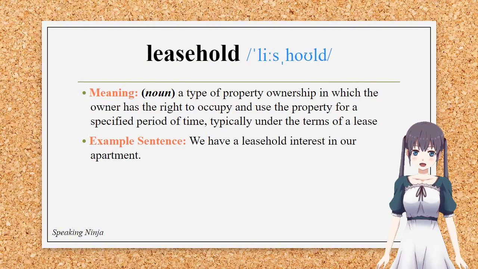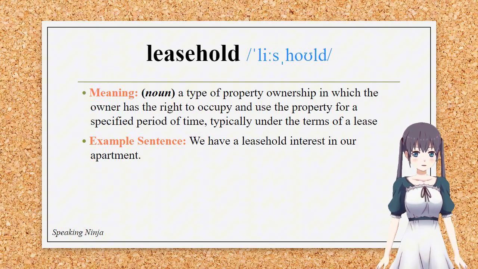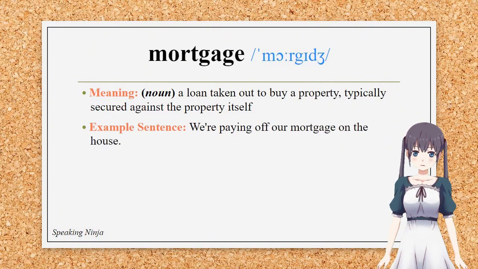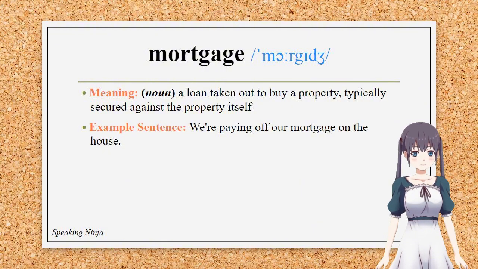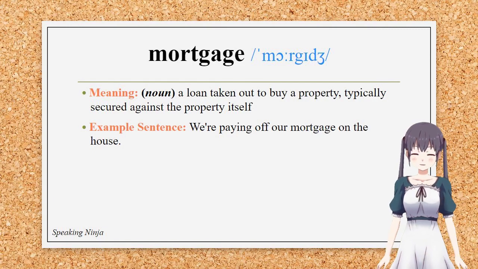Leasehold is another form of property ownership, where the owner has the right to occupy and use a property for a specific period, typically under a lease agreement. And finally, we have mortgage, a loan taken out to purchase a property. Secured against the property itself, it's a long-term financial commitment, but also a pathway to homeownership.